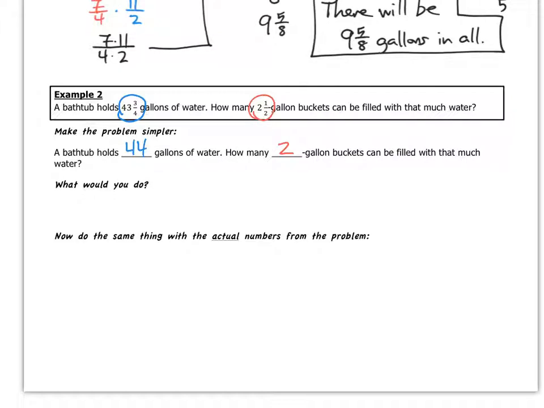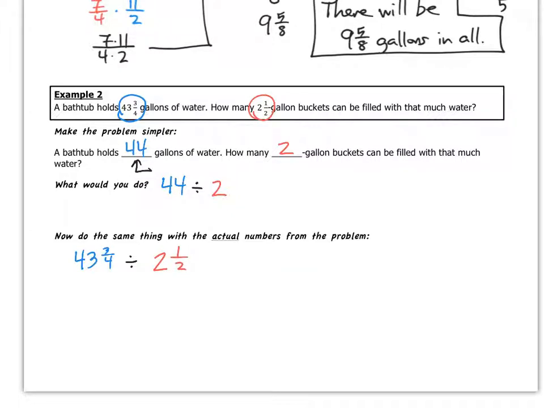Well, in this problem, we know the total amount of water. The total is 44. So since we know the total, we're going to divide. We'll take our total, 44, divided by 2. That's the amount that each bucket will hold. So that's what we're going to do for this problem, divide. Now let's replace those simpler numbers with the original numbers from the problem. So instead of 44, we had 43 3/4. And instead of 2, we had 2 1/2. So this problem is 43 3/4 divided by 2 1/2.